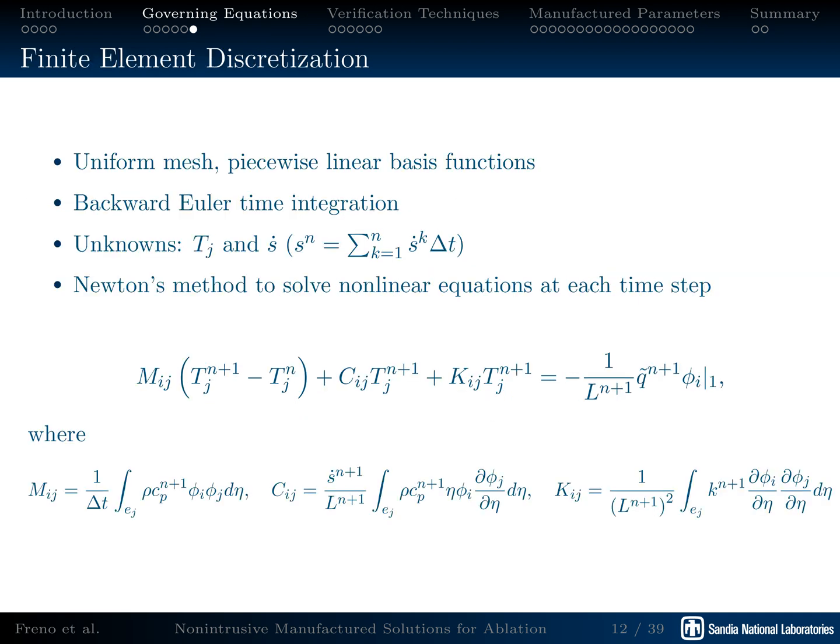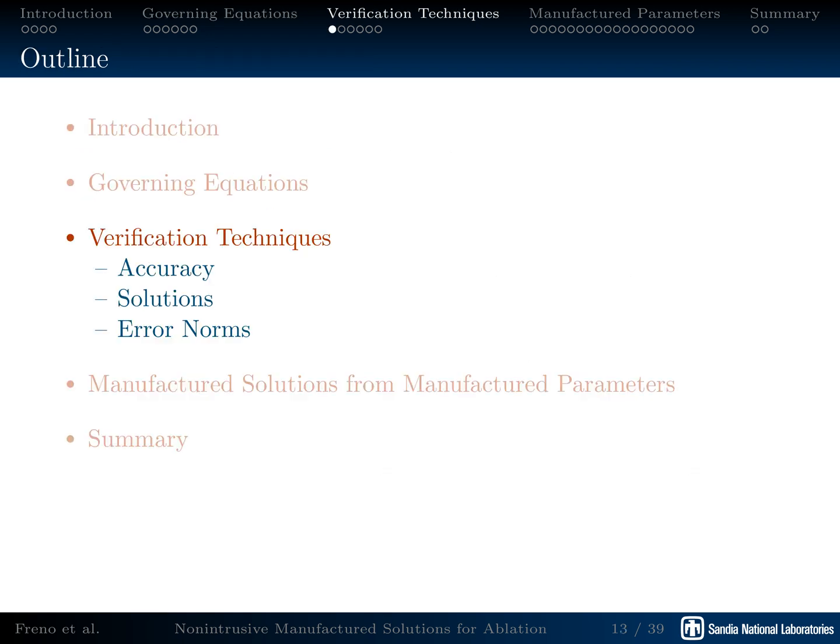To discretize the equations, we use finite elements with a uniform mesh and piecewise linear basis functions. To integrate in time, we use backward Euler time integration. At each instance in time, our formulation yields the temperature at each node as well as the ablation rate. The arising equations are nonlinear, so we use Newton's method to solve them. Now I will discuss the verification techniques.